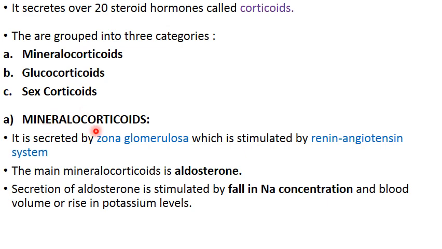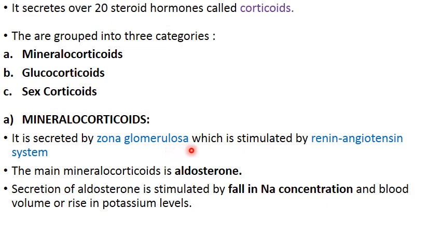Coming to mineralocorticoids. As you can see, mineral. Minerals means which is the main mineral in our body? Sodium. So what is it going to regulate? Sodium, potassium levels in our blood. So from where is it secreted? It will be secreted from the outer zona glomerulosa. जो outer layer अभी हमने बोली थी, that is zona glomerulosa. It will be secreted from there.